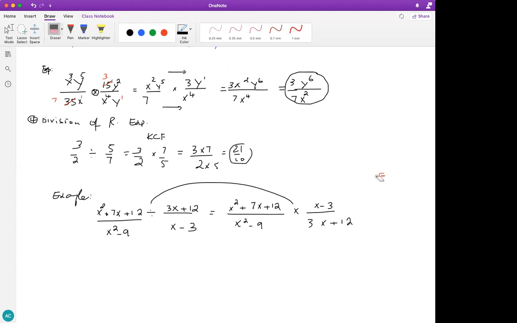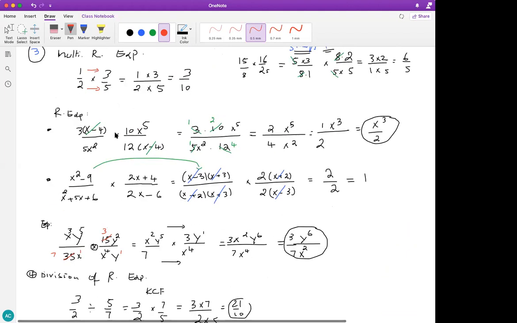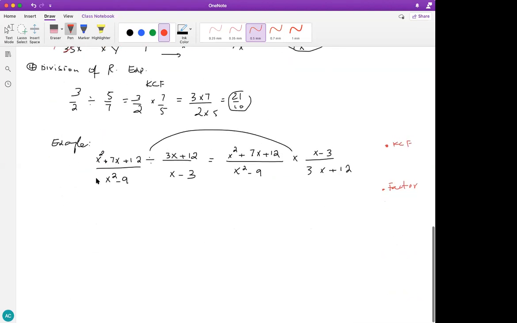Then we're gonna factor. Exactly, so we're gonna factor. Let me write those steps here. Keep, change, flip. Now we're gonna factor. So again, once you turn it into a multiplication, we're basically repeating ourselves here. We're gonna do the same thing we did here. So we're gonna factor all this here.